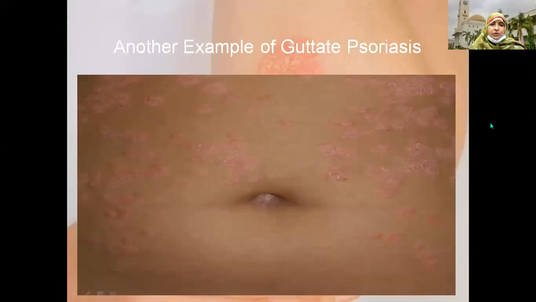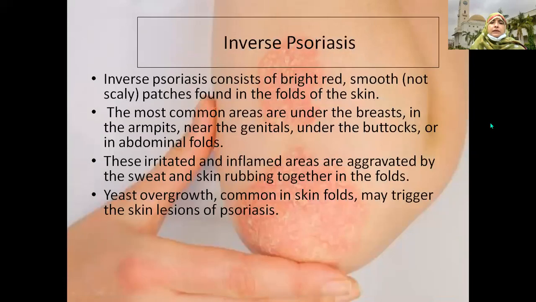Another picture showing guttate psoriasis, small discrete lesions present on the trunk and abdomen, which may or may not have these scales. Then we have inverse psoriasis. Inverse, as the name suggests: usually psoriasis involves the extensor surfaces, normally the trunk, the scalp, the elbows, and the knees. But in certain patients, there is involvement of the flexures, the folds. And in here, we have bright red, smooth lesions. There is no scale, perhaps because of maceration or sweating. And these are found in the folds of the skin.